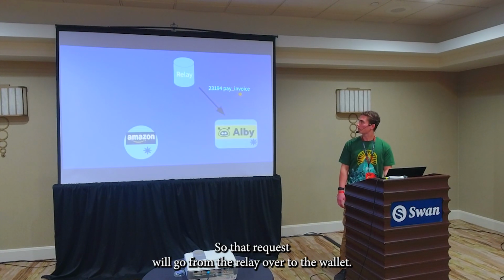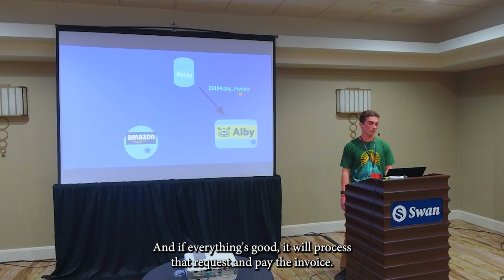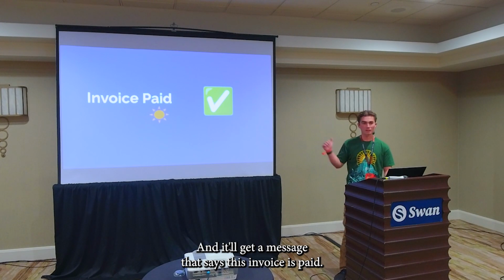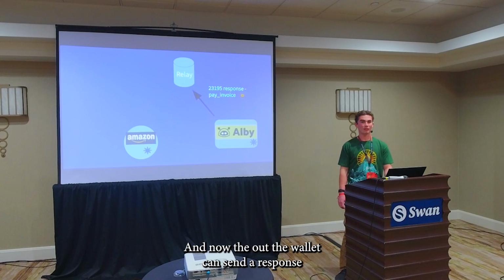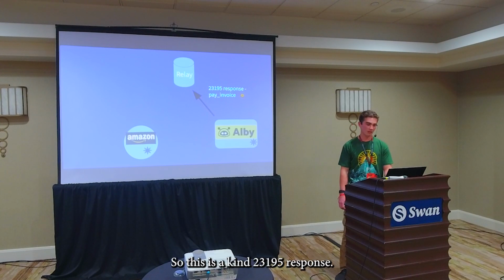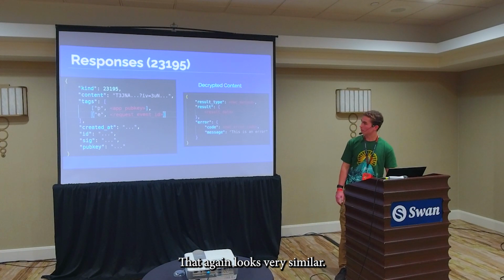So that request will go from the relay over to the wallet. The wallet will pick it up, and if everything's good, it will process that request and pay the invoice, and it'll get a message that says this invoice is paid. And now the wallet can send a response back to the app to tell the app that the payment went through. So this is a kind 23195 response that again looks very similar.